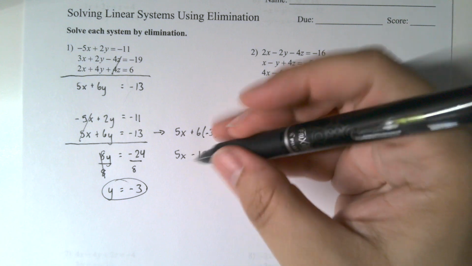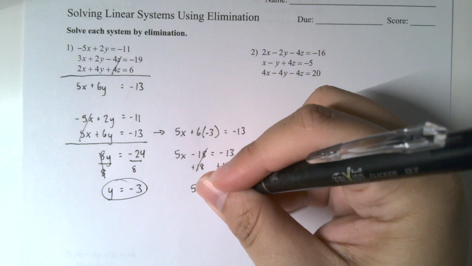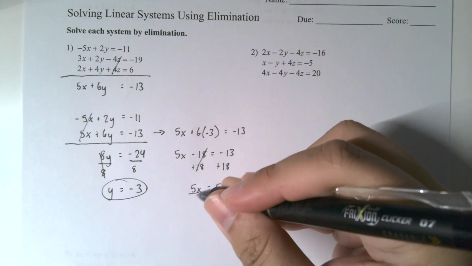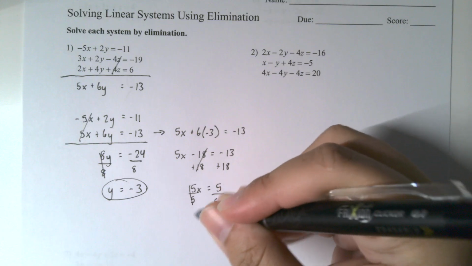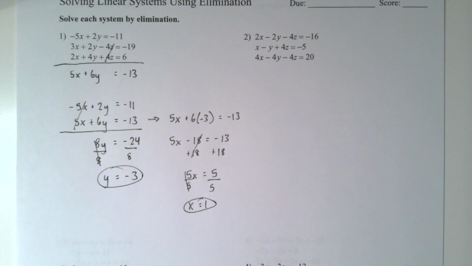If we add 18 to both sides, the 18s will cancel and we're left with 5x is equal to 5. Lastly, if we divide by 5, that gives us x is equal to 1.